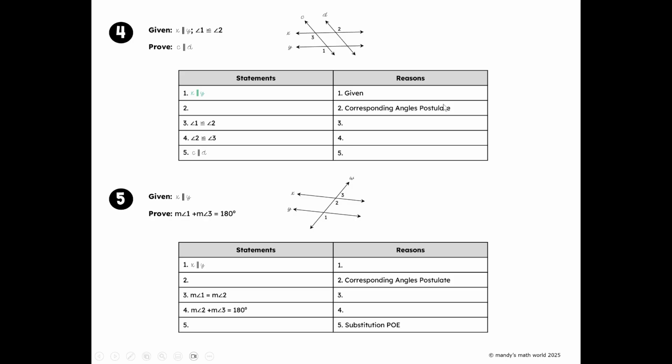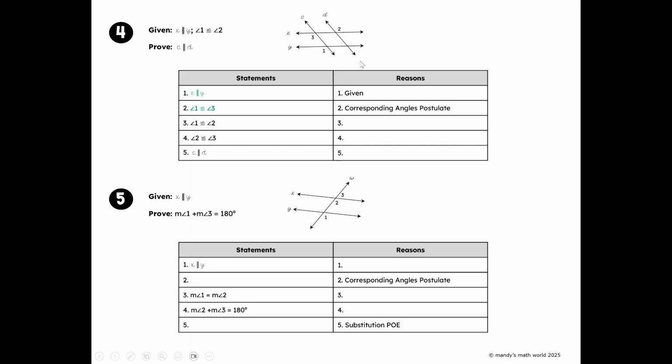And again, because this proof is partially filled in, we're kind of given some clues throughout the process. Well, the corresponding angles postulate is our next reason. So what would be the statement that goes with that? The corresponding angles postulate tells us these corresponding angles are congruent, right? These are my parallel lines. That means line C is my transversal when it comes to these two angles, and I know they're congruent.